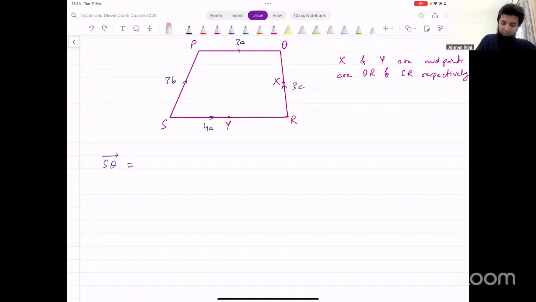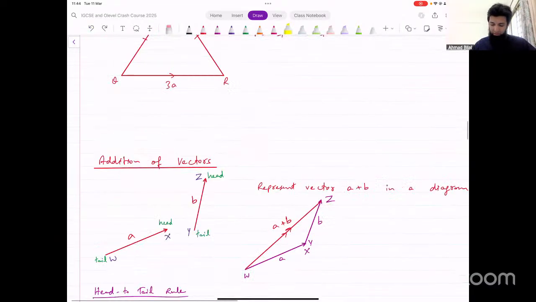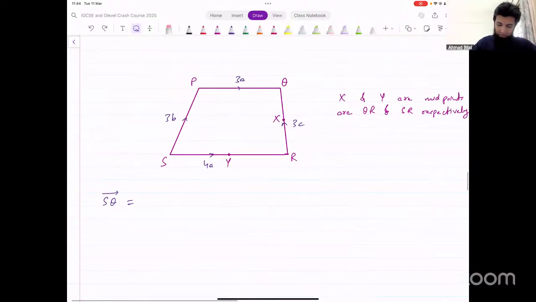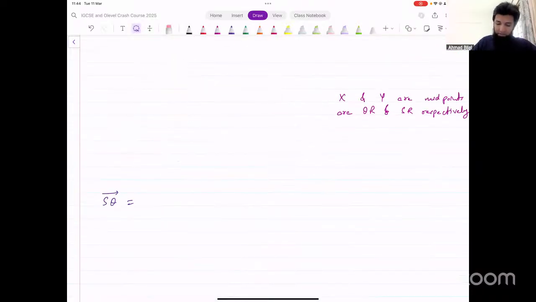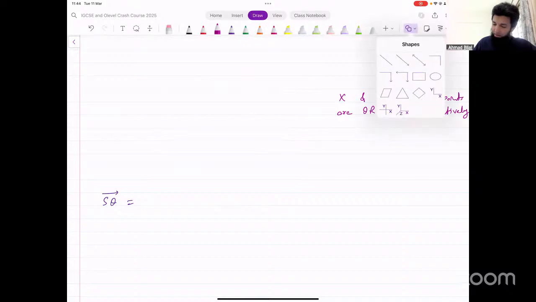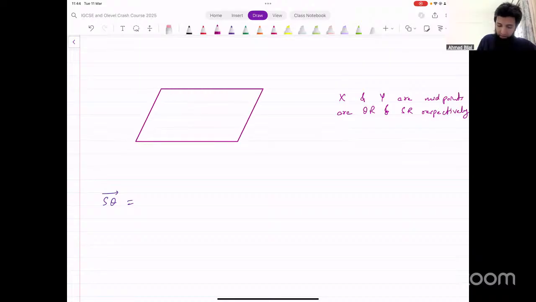Another possible way could be that you go from S to P and then from P to Q like this. Or, to reduce the number of different unknowns, I'll make a parallelogram instead. So we have fewer variables and that will make it more clear. Let's say we have the same points, P, Q, R, S, the same way. And we have a point X here, and a point Y here.